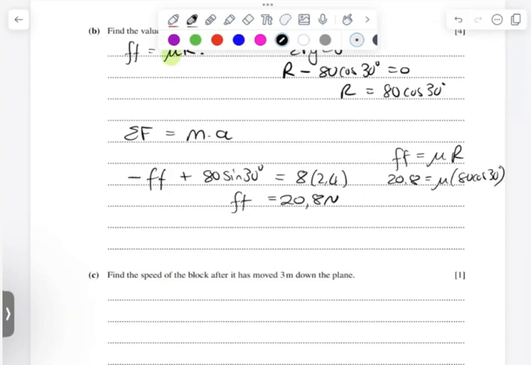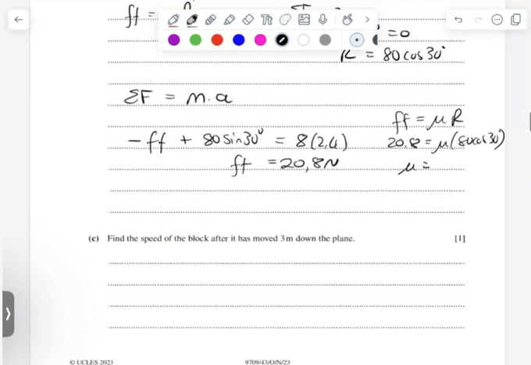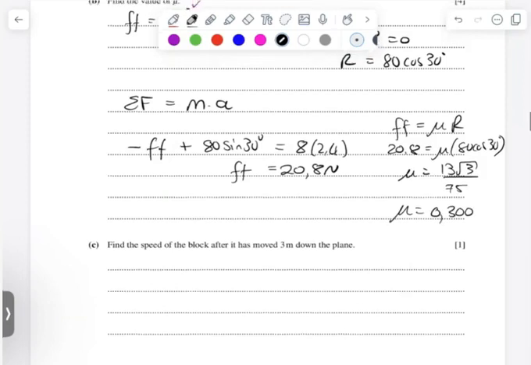So I've got my 20.8, my mu, and then I've got my 80 cos 30. I'm just keeping it like that so that I can keep all my decimals. Okay, but you could have worked it out earlier. That's not a problem. I'm just going to give this to you now as a fraction. So 13 root 3 over 75. But if I round it off, I'm getting 0.300. So I would put the 00 there just to show that I have accounted for 3 significant figures. Okay.